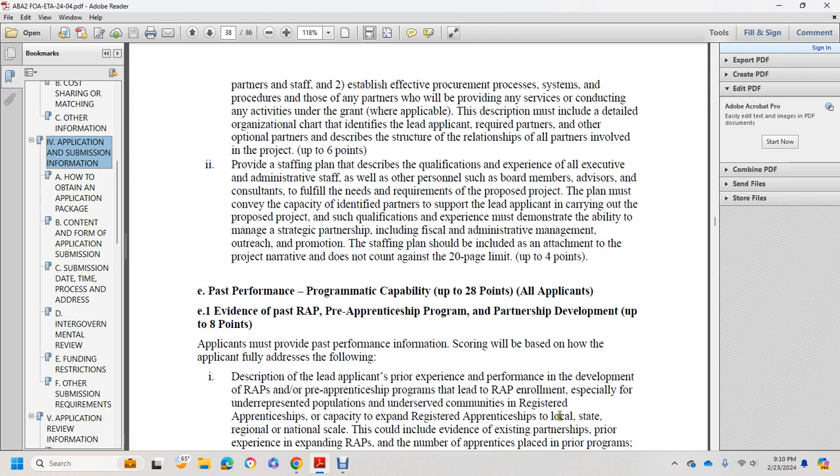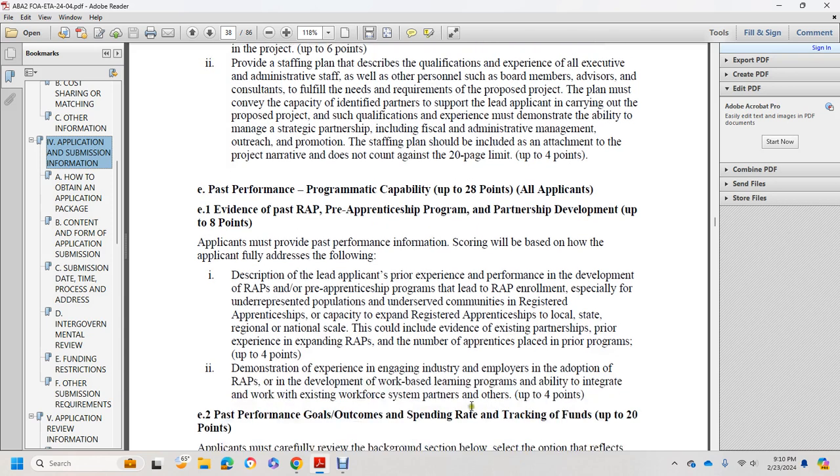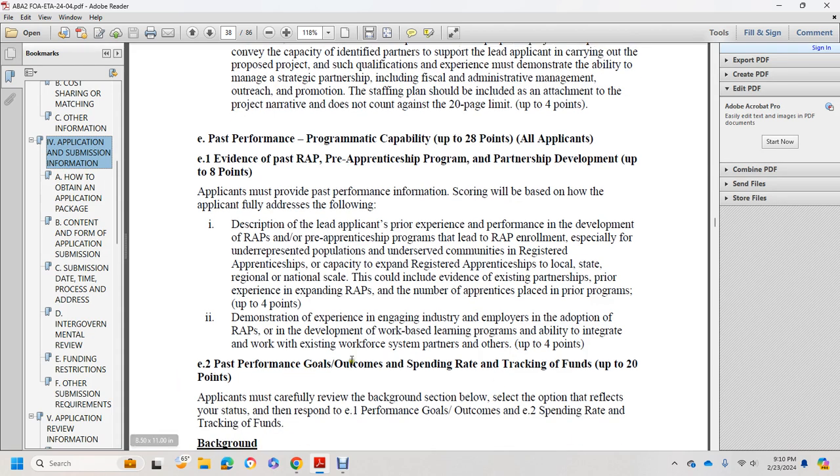Capacity for expanding registered apprenticeship to the local, state, regional, and national scale, including evidence of existing partnerships, prior experience, and expanding registered apprenticeship, with the number of apprenticeship placements in prior programs, up to 4 points. Demonstrated experience engaging industry and employers in the adoption of registered apprenticeship and development of work-based learning programs, and ability to integrate with existing workforce system partners and others, up to 4 points. C2, past performance goals, outcomes, spending rate of the awarded funds, up to 20 points.